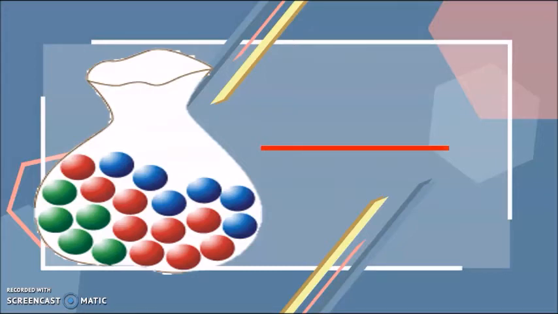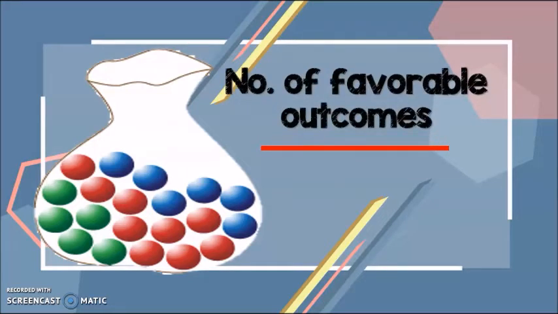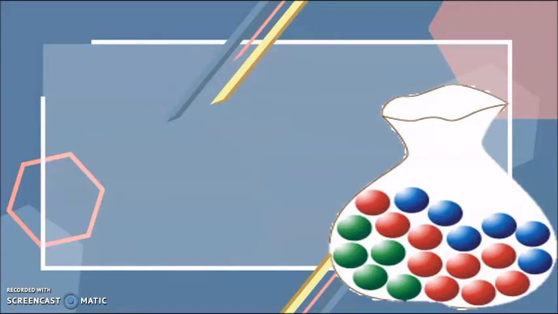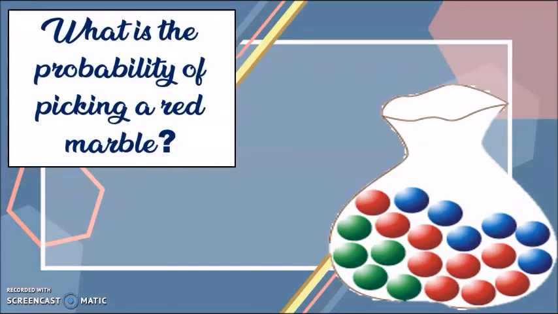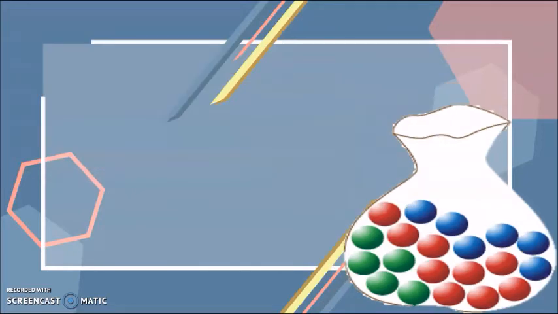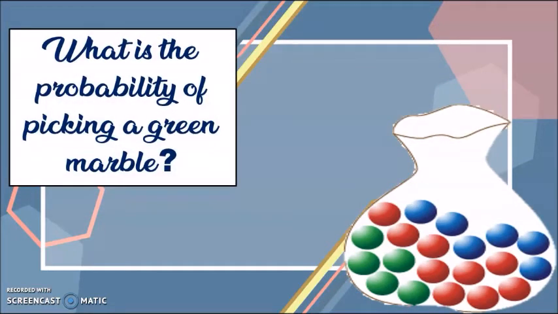When we're trying to find the probability of a simple experiment, you write as the numerator the number of favorable outcomes, and the denominator will be the total number of outcomes. For example, you are to get the probability of picking a red marble. How many red marbles are there? There are 9 red marbles, and the total number of marbles inside the bag is 20. So the probability is 9 over 20.